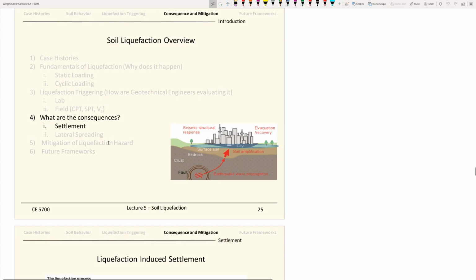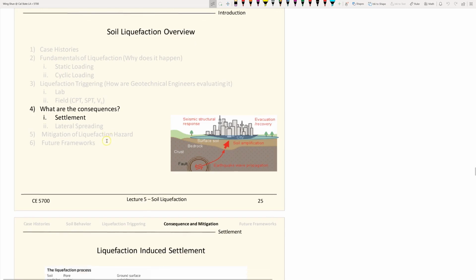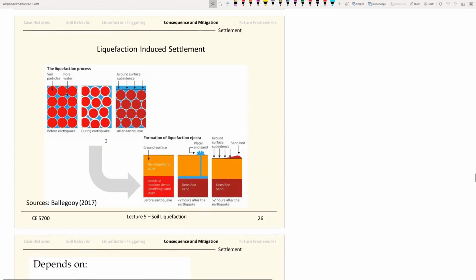And there are two major items which we look at as the consequences of soil liquefaction. First is settlement. The second one is lateral spreading. So let's talk about the liquefaction-induced settlement first.